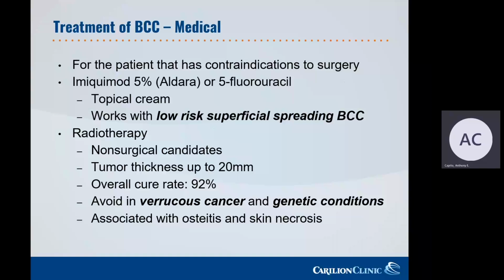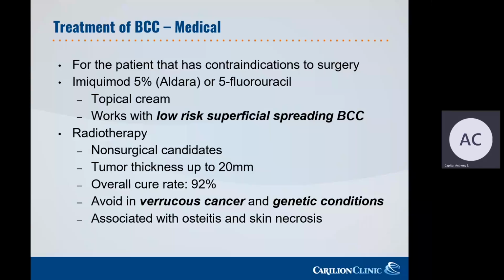So there are topical creams. There's Aldara and 5FU. This works well with superficial spreading because they grow more on the top layer of the epidermis, where the cream can interact with these malignant cells. You never get a true margin when you do this, so you can treat it, and if the lesion is clear and there's no hyperkeratosis and the lesion's gone completely, you assume it's adequately treated.